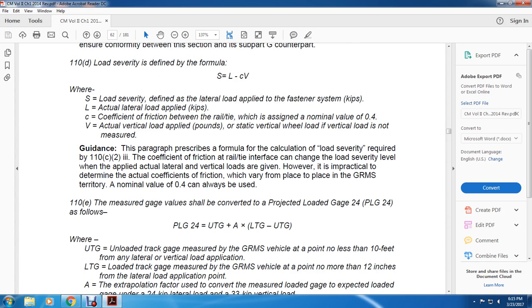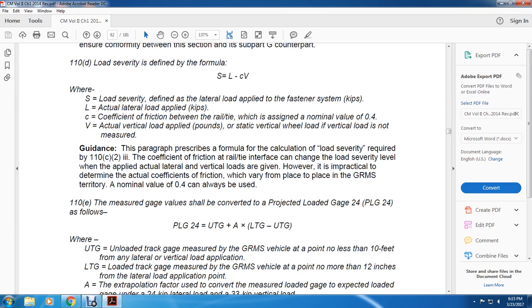This paragraph describes the formula for calculating load severity required in 110C2 3. The coefficient of friction of the rail-tie interface can change with the load severity level. Applied actual lateral and vertical loads are given, however, it is impractical to determine the actual coefficient of friction, which varies from place to place in the gauge restraint measurement system territory. The nominal value of 0.4 can be used.